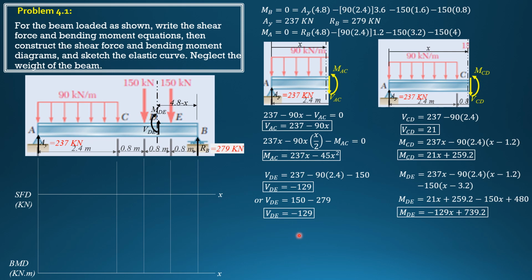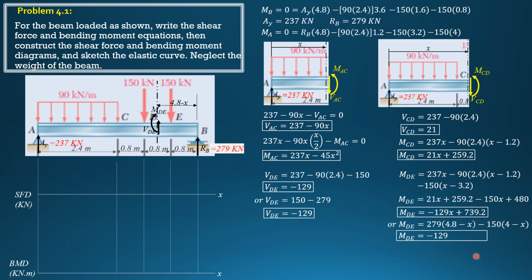That's it. Then for moment DE, counterclockwise, the shortcut is counterclockwise moment positive: 279 times quantity 4.8 minus x, then minus 150 times quantity 4 minus x. That's the shortcut. If you're confused, then you just sum up moment about section DE, then equate to 0. Then you can get the same answer.